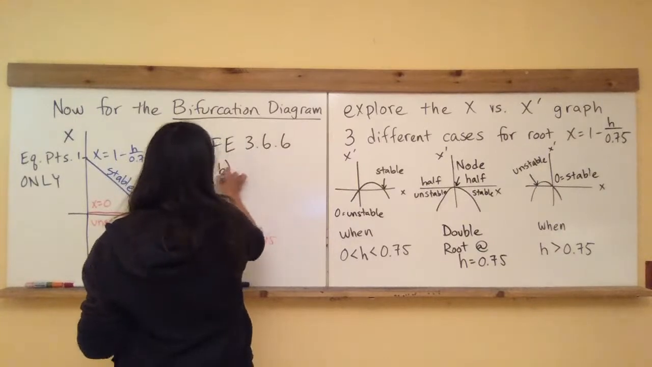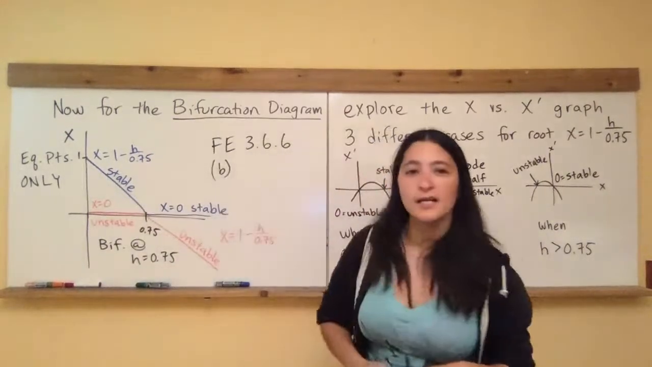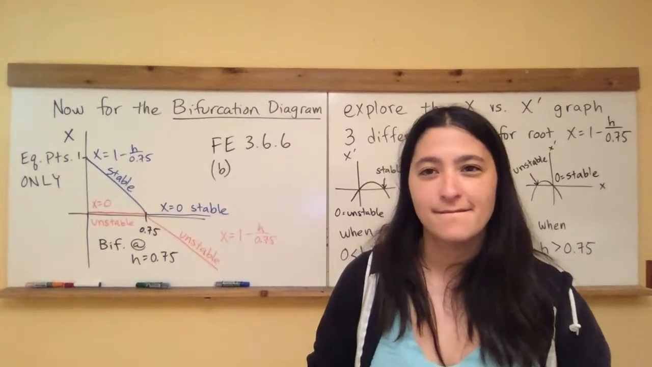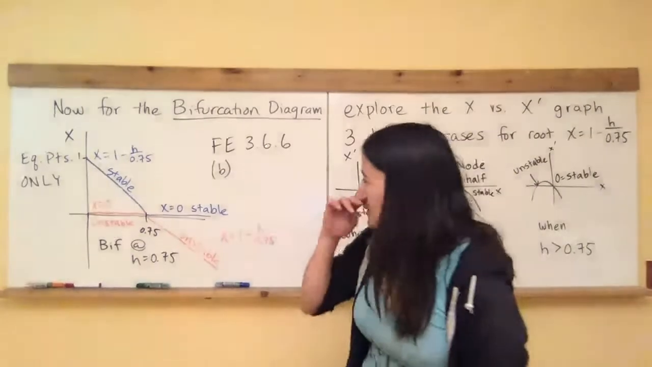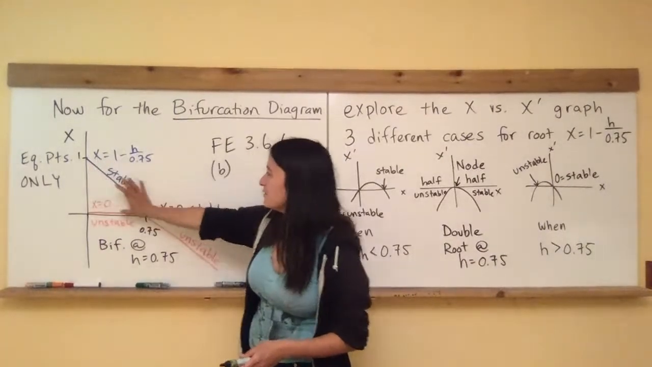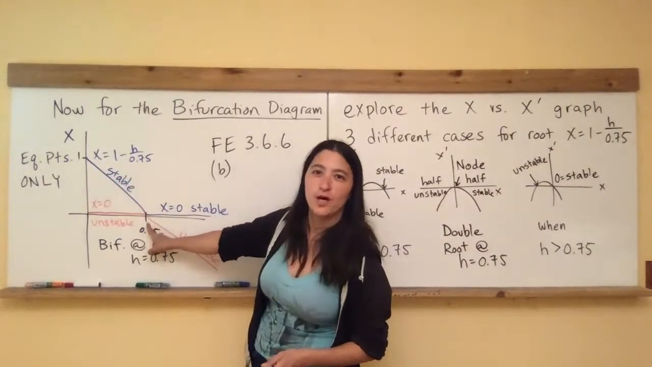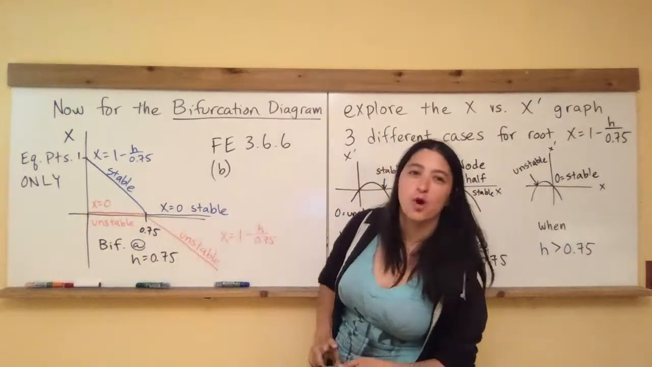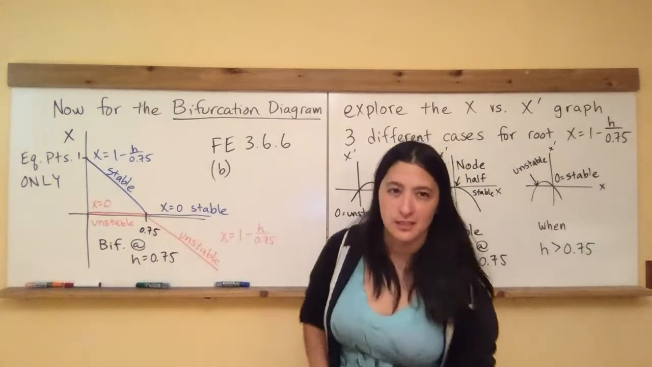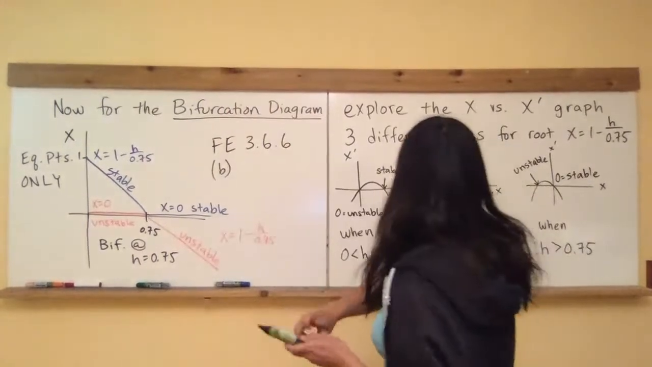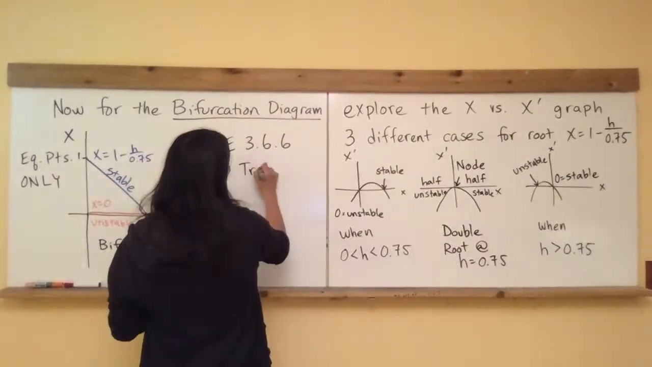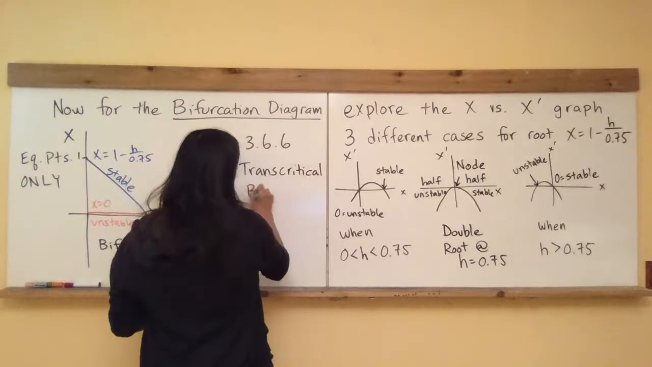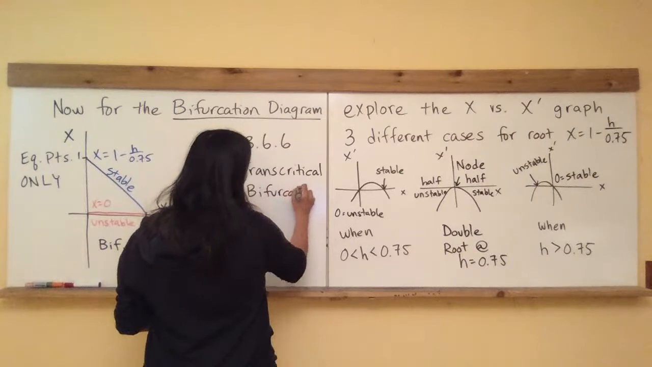further exercise 3.6.6 part B. Okay. What kind of bifurcation is that? In which two equilibrium points merge together and become one just for a second, and then coming out the other side, they have swapped their stabilities. Transcritical bifurcation, right, yeah. So this is a transcritical bifurcation.